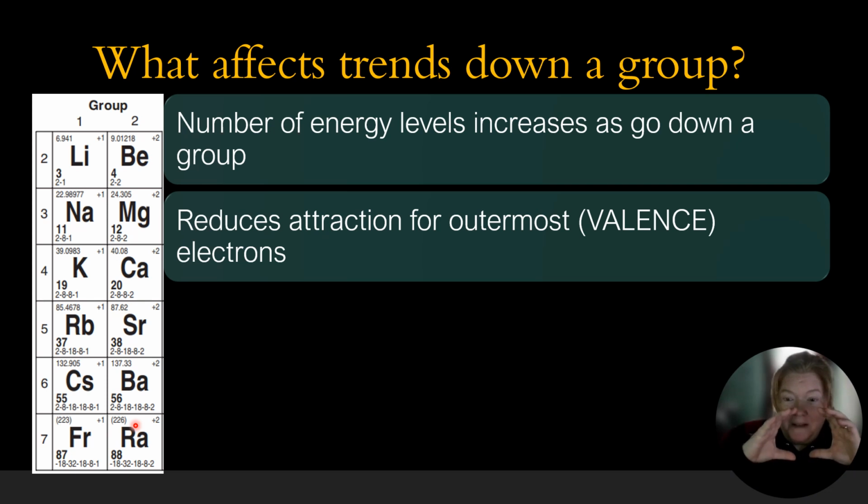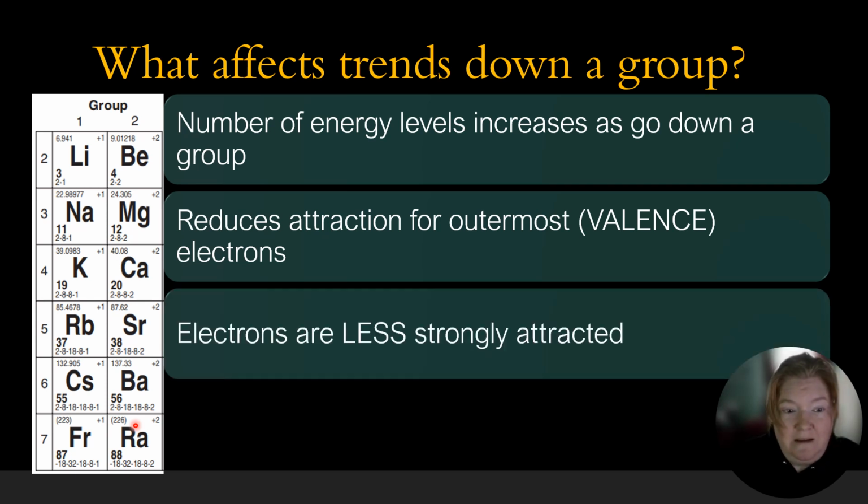So here we have the atom getting bigger and bigger and bigger, so it's not able to pull those valence electrons as tightly. So the electrons are less strongly attracted. Now remember, we're talking about valence electrons, the ones on the outside. So when we compare valence electrons that were in energy level number 2, we could pull them pretty tight. But in energy level 3, a little less tight. 4, less tightly. 5, less tightly, and so on.